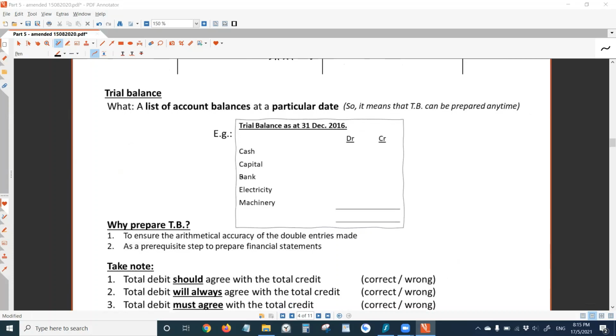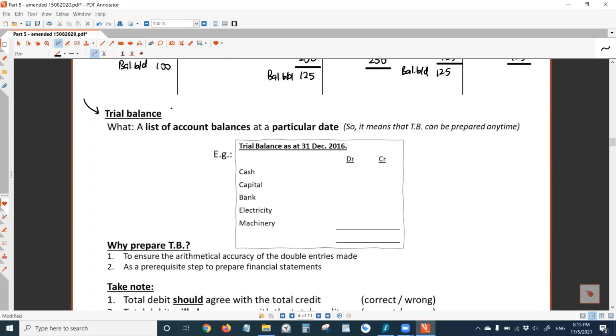Let's understand what a trial balance is first. We look at the definition. A common misunderstanding in students is they think trial balance means the same as statement of financial position, or balance sheet. Balance sheet means statement of financial position; they mean the same thing. Many students misunderstand that trial balance means balance sheet. No, they are not synonyms of one another.